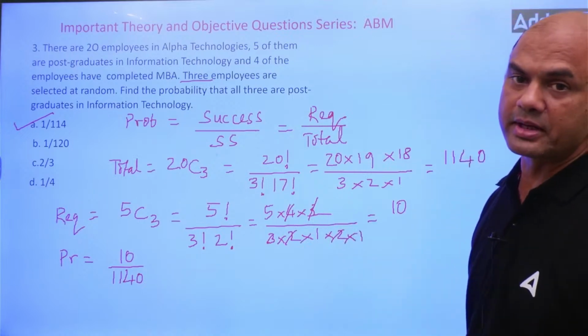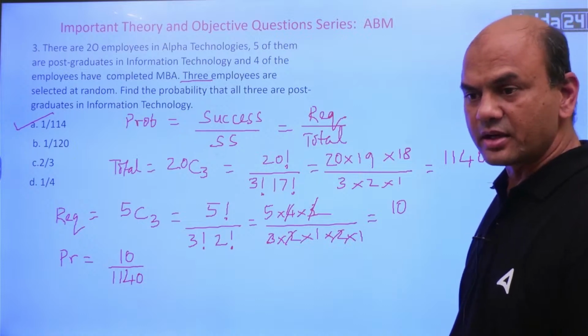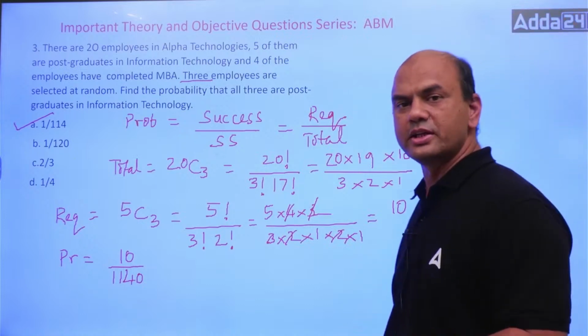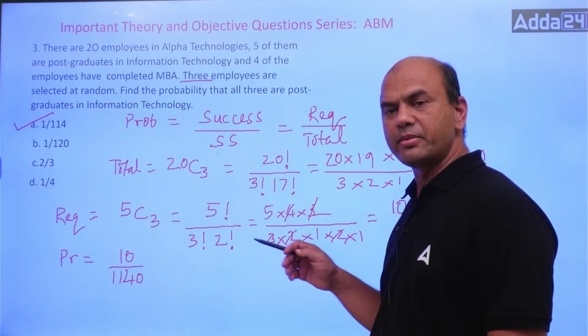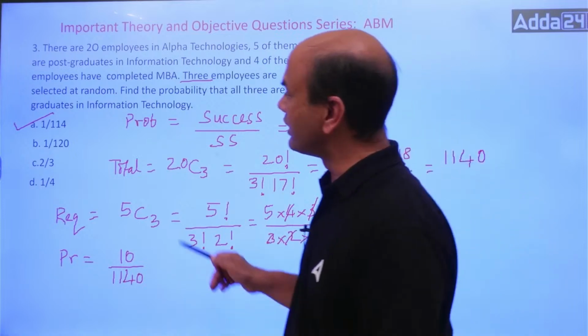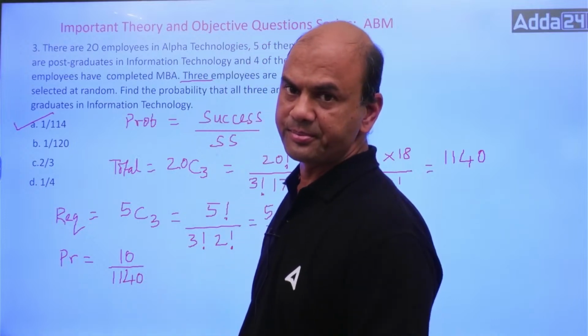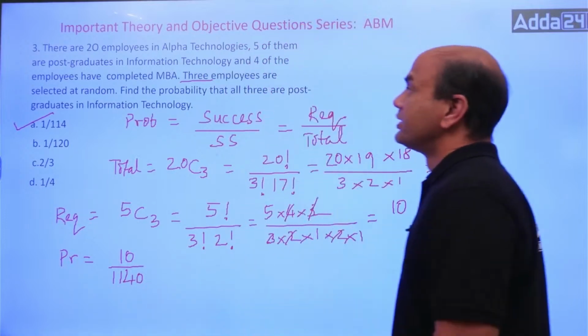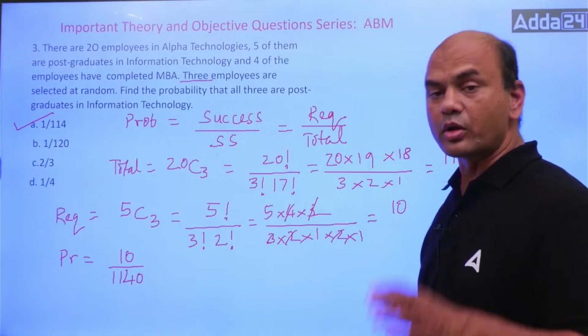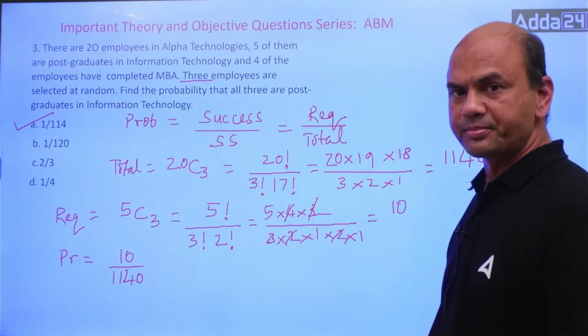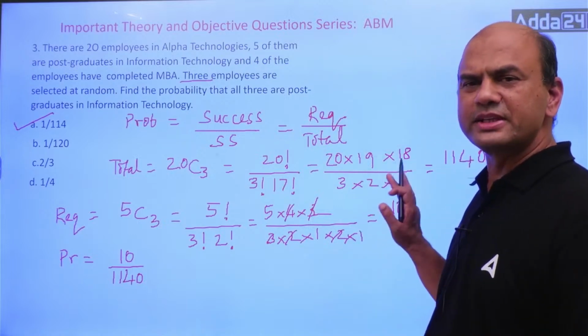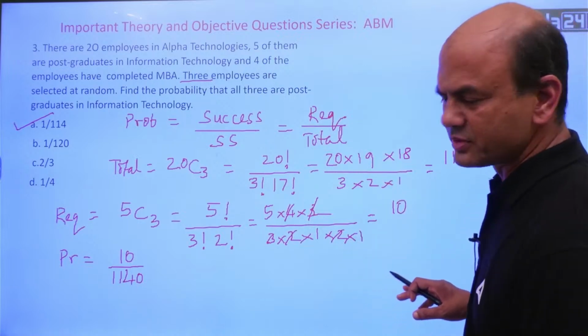So what is the probability then? Success upon this sample space. So 10 divided by 1140. So it is 1 upon 114. The 0 gets cancelled and this is your answer. This is how you will be solving the normal probability problems. Generally you will get some of these like this because these are asked for 1 mark only.